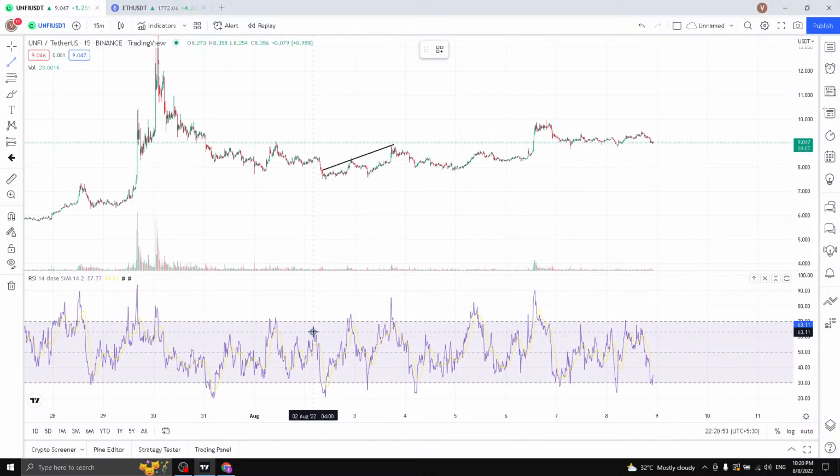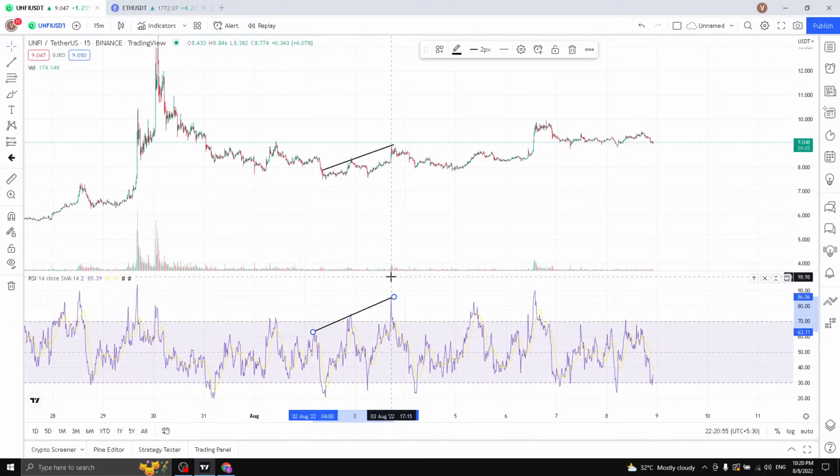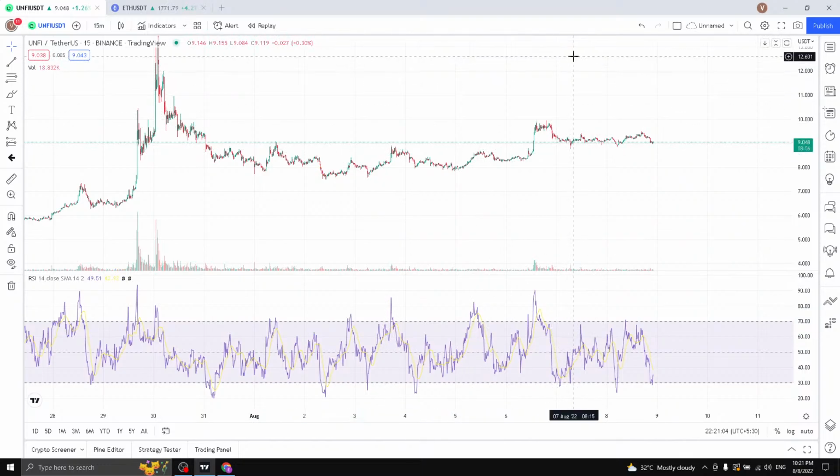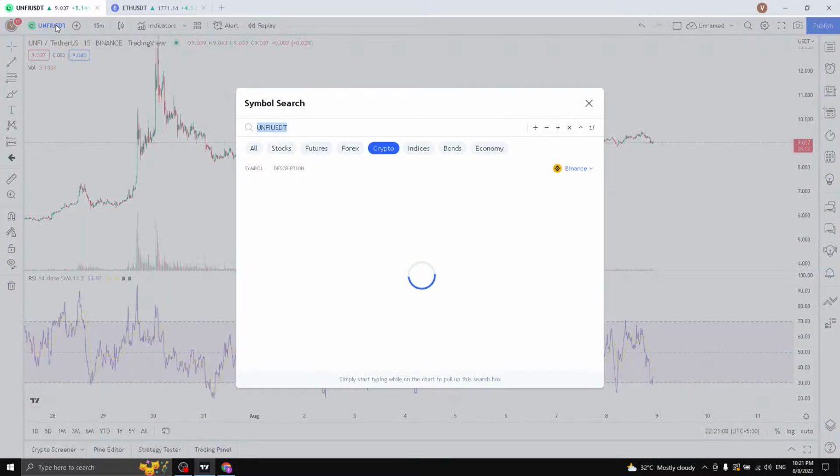Let's check it on the RSI. The RSI went up too. So this is not a divergence. It's not necessary for it to play out on every time frame or every coin. You will probably have to look at a lot of charts before finding one divergence. Can you please look into Gala? All right, I'll check it out.